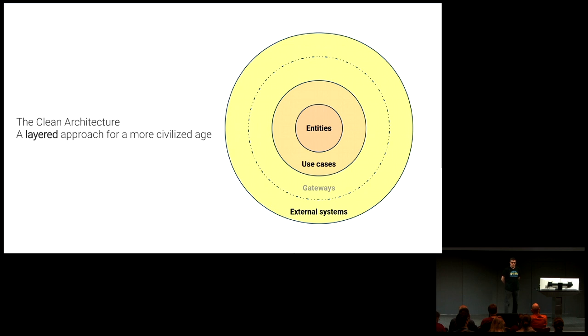The important thing in a layered architecture like this is that whatever lives in an internal layer, like for example entities, doesn't know anything about what lives in outer layers. I'll come up with an example in a second. But it's important to understand that if you create, for example, a Python class in the entities layer, you are not allowed to name, to call, any class that has been created in an outer layer.